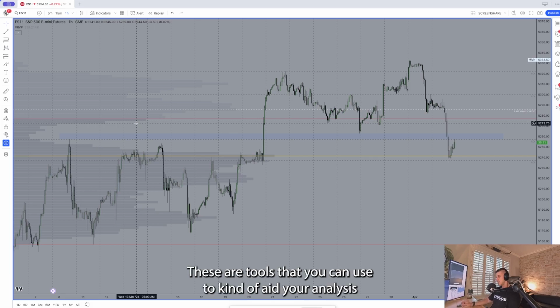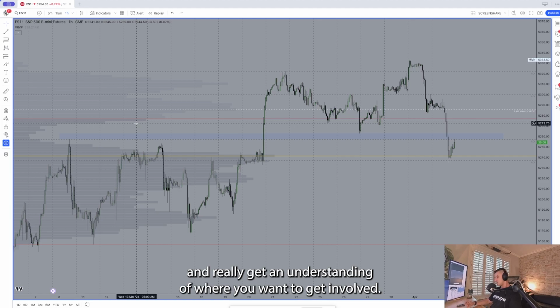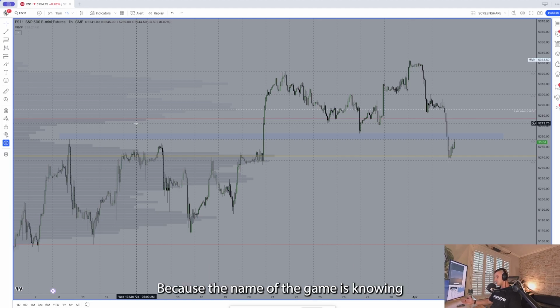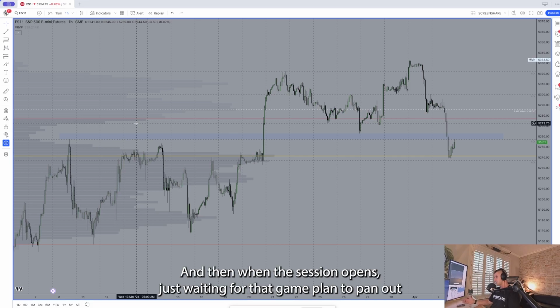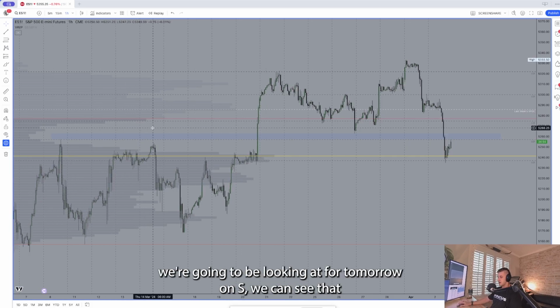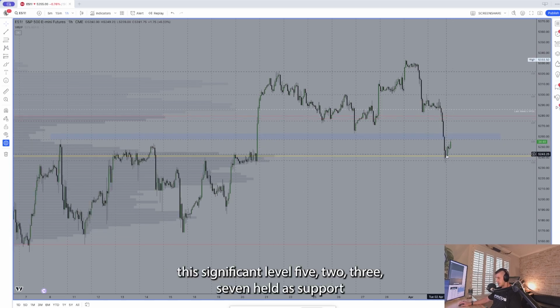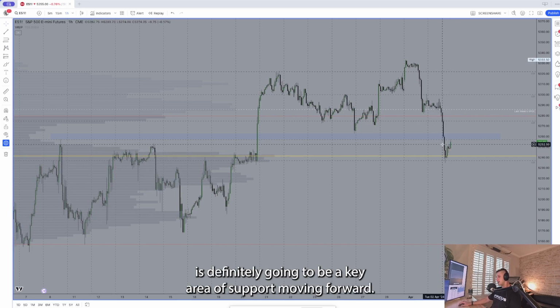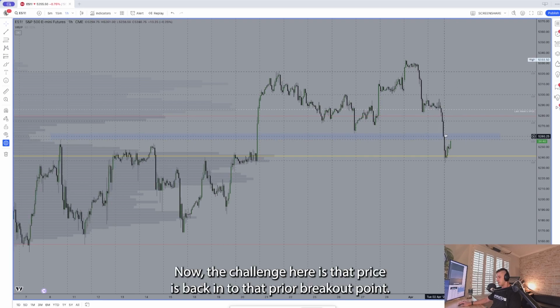These are tools that you can use to kind of aid your analysis and really get an understanding of where you want to get involved. Because the name of the game is knowing what you want to see prior to the session even opening. And then when the session opens, just waiting for that game plan to pan out and executing accordingly. So as far as what we're going to be looking at for tomorrow on ES, we can see that this significant level 5237 held as support is definitely going to be a key area of support moving forward. Now the challenge here is that price is back into that prior breakout point, right?